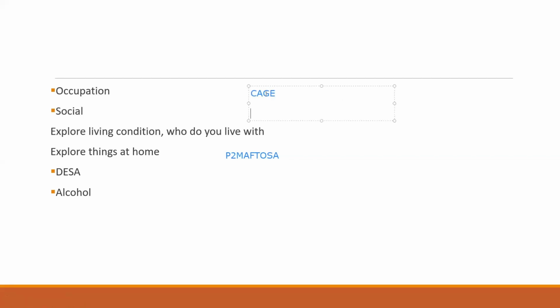So what is the C? Let me check the chart as well. Yes, CAGE. The C stands for cut down. Have you felt the need to cut down on your drinking? What is A? Annoyed. Do you feel angry or annoyed when people talk about your drinking? What is the G? Guilt. Have you felt guilty about drinking? And then E is your eye opener.